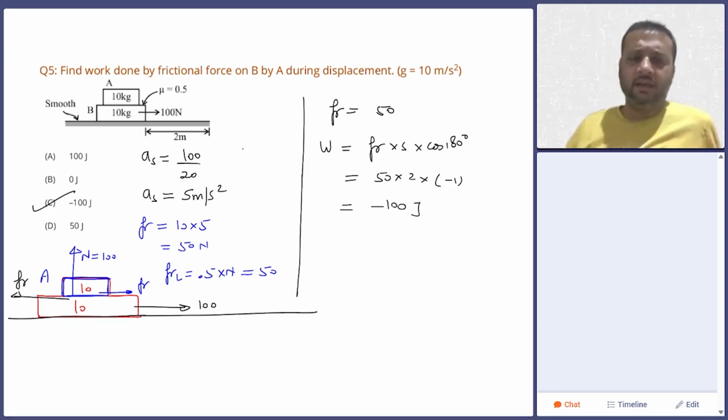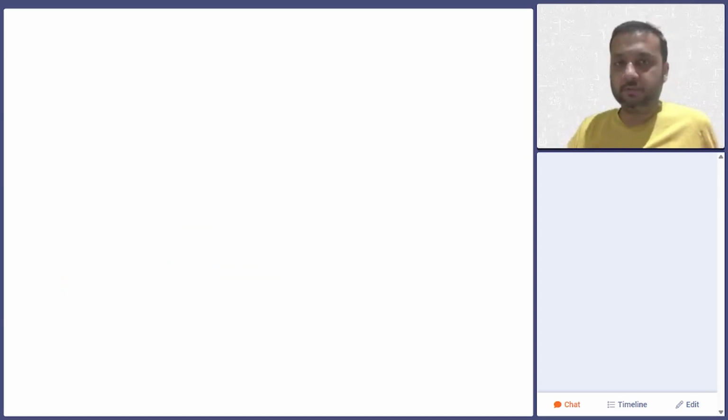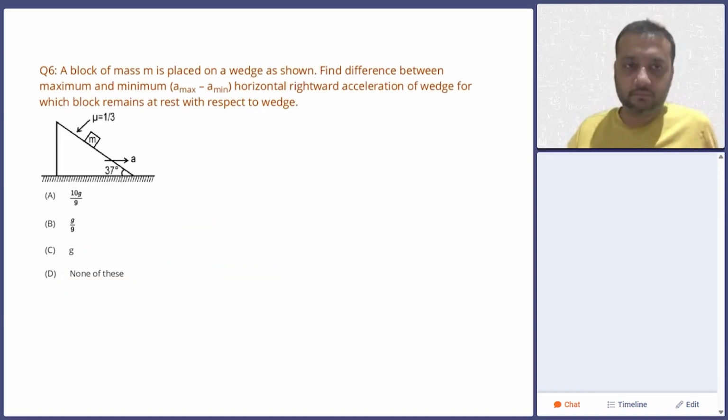Always remember that work done by static friction is always 0 on the whole system. So here you can see that if you consider A and B as a system, this friction is static in nature and there is 0 work done on the system. But of course, on the individual objects, there can be some work done.